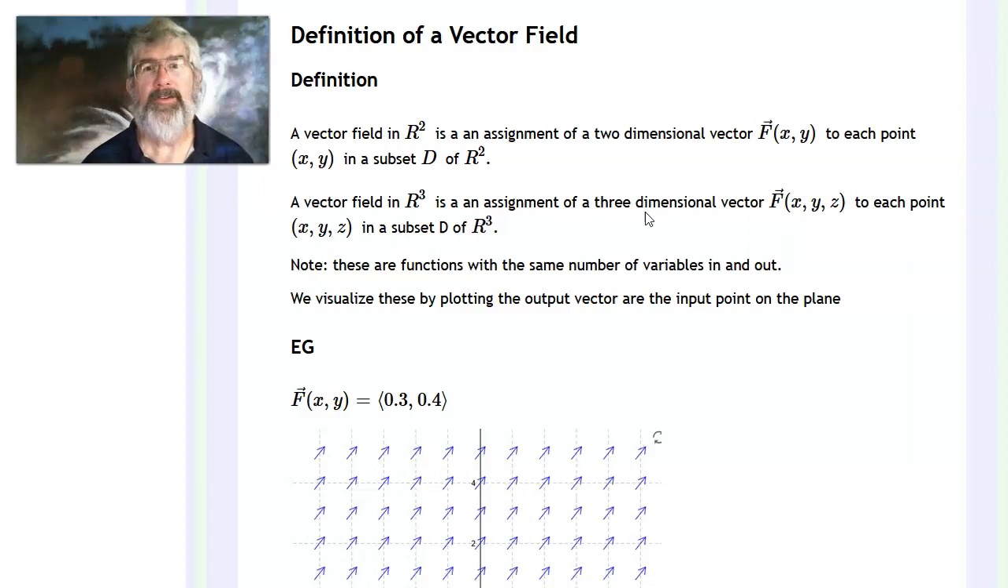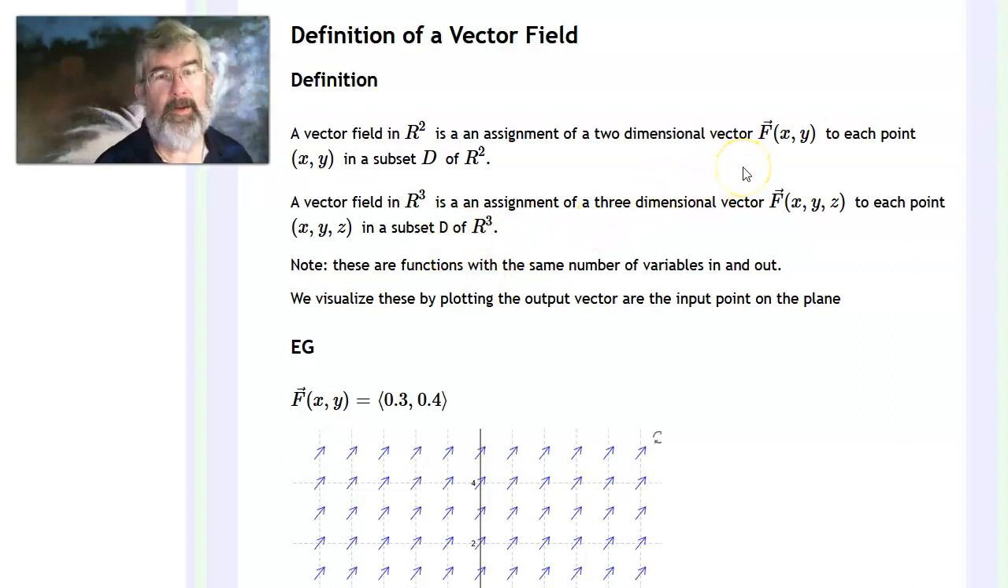So here's the general definition of a vector field. A vector field in R2 is an assignment of a two-dimensional vector F of x, y. Notice the little vector symbol on the F. It assigns a vector to each point (x, y) in a subset of R2. So you give me a point (x, y) in the plane, and I will assign you a vector. You give me a different point, I'll assign potentially a different vector. Right? So for every point in the plane, a vector is assigned. Likewise, a vector field in R3 is an assignment of a three-dimensional vector to any point in R3, at least within some subset of R3.